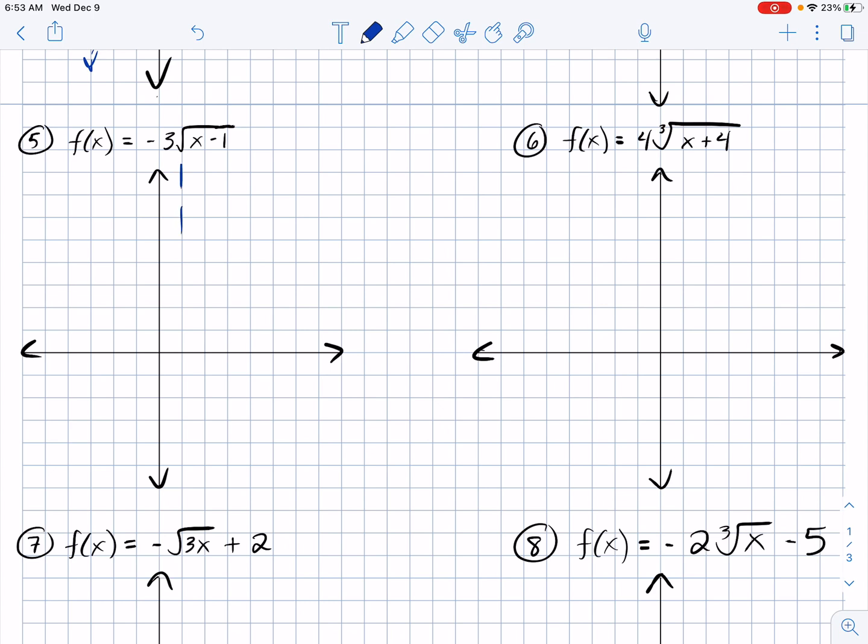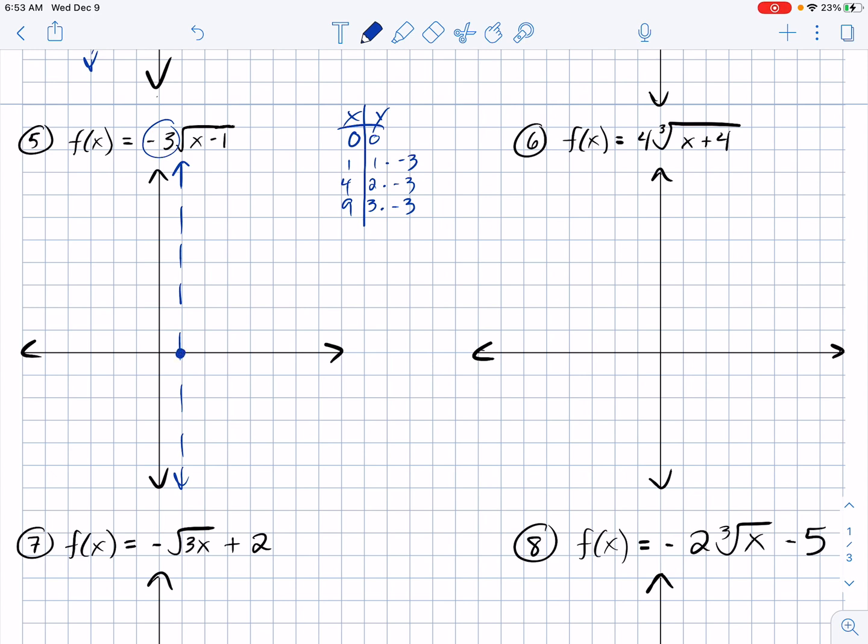For 5, we were shifted to the right one, and then our table of values, all of our y's are going to be multiplied by -3. So it's going to be a vertical stretch by a factor of 3 and a reflection over the y-axis. So 0, 1, 4, 9, 0, 1, 2, 3. These were all multiplied by -3. We can skip 0 because that's just 0.